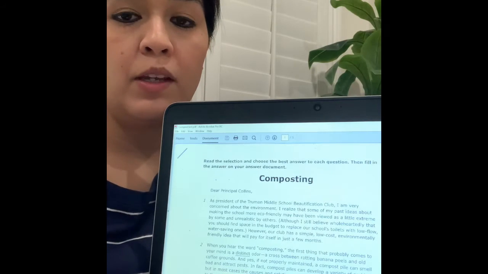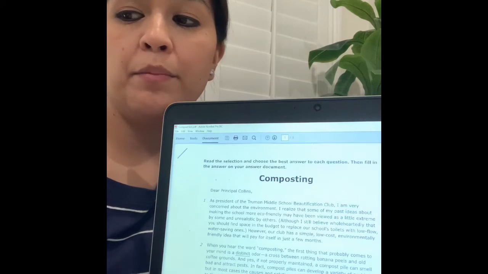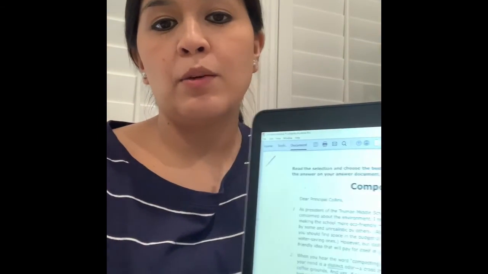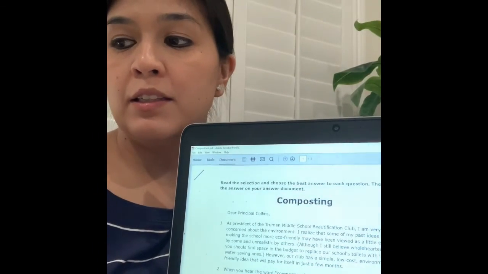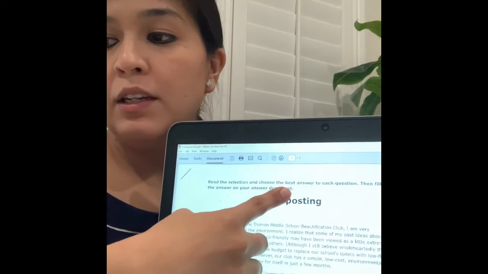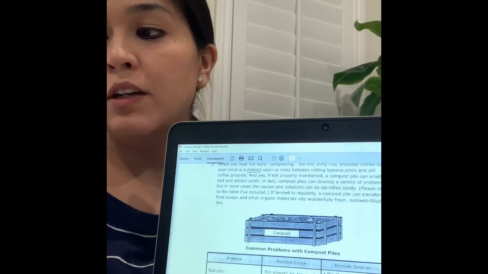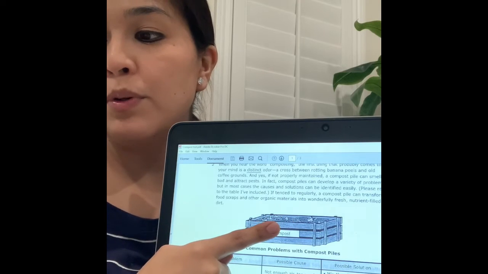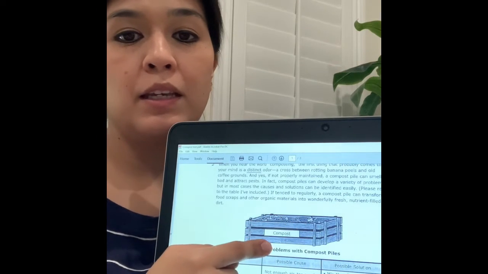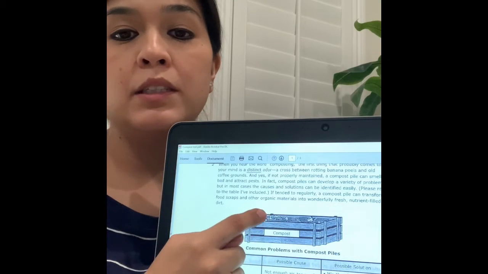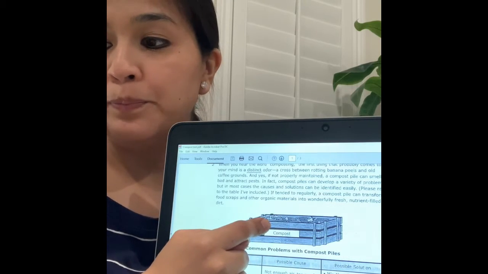So if I had my students, some of the responses that they would have is the text is titled composting, and one of the first things they're going to be seeing right there is an illustration of the compost. And they might say things like it's made out of wood. We can see that it's made out of wood. We can see some of the organic waste.